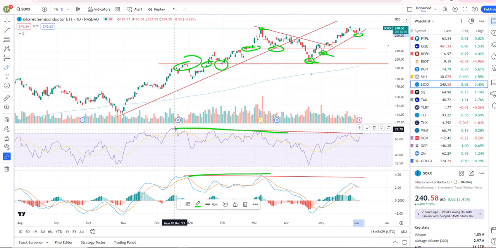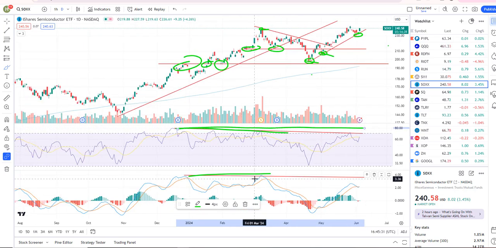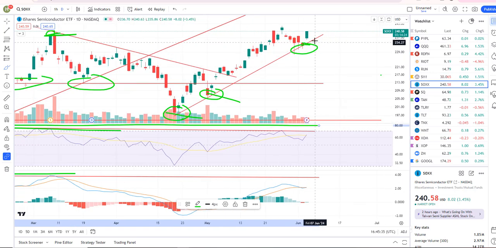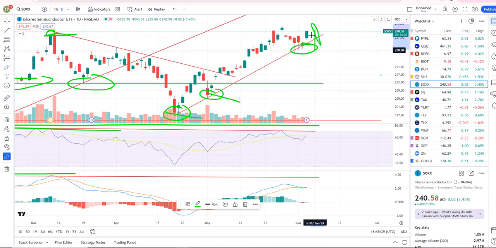So we do have negative divergence. So we do have the conditions for a break of trend, but we don't have that break of trend yet. So we need to see this trend line go before there's any kind of a sell signal. So in general, that's really what I'd be looking for. If you're long, that could be an opportunity to get out of your longs. And if you're looking to short, that could be your sell signal.